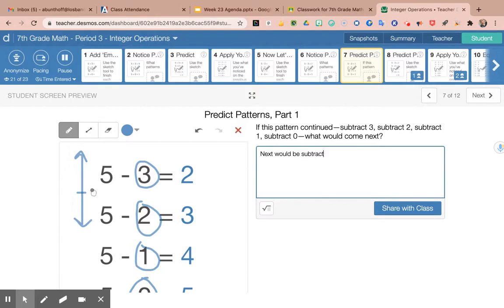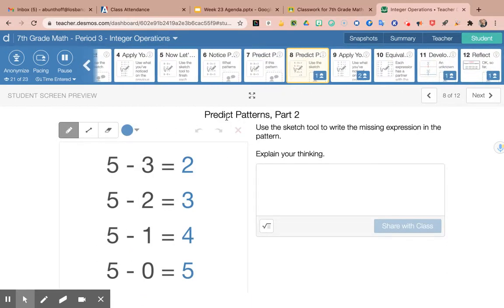So we can give it like this again. If I'm going 3, 2, 1, 0, the next one should be -1. So the next would be subtracting -1.